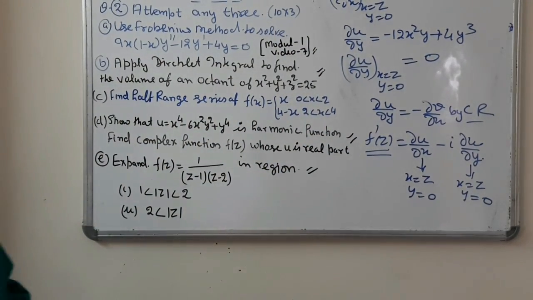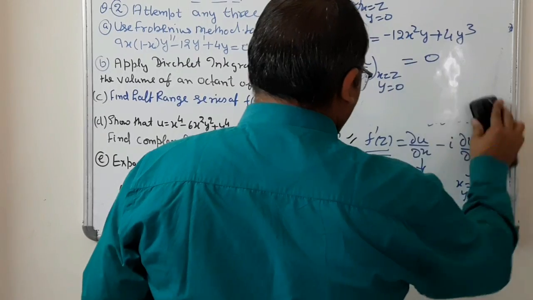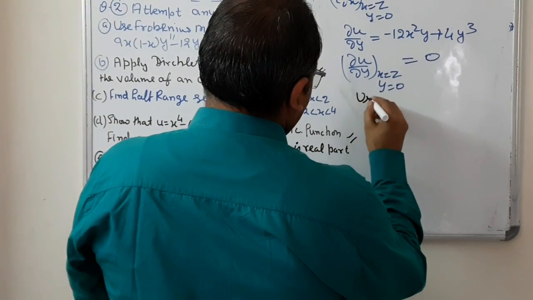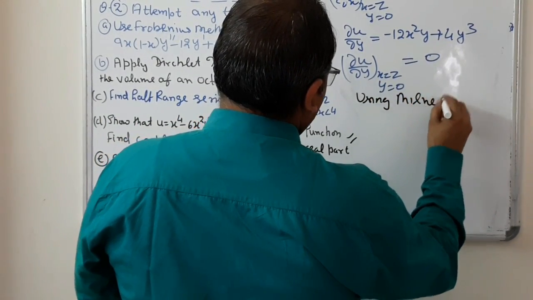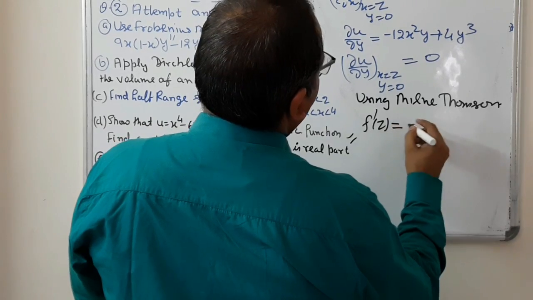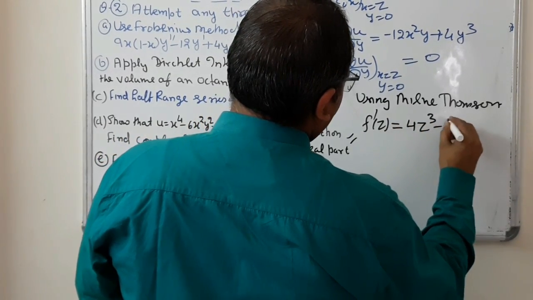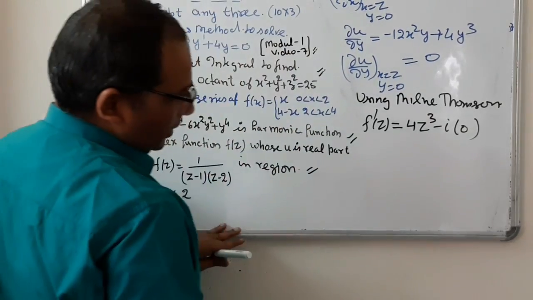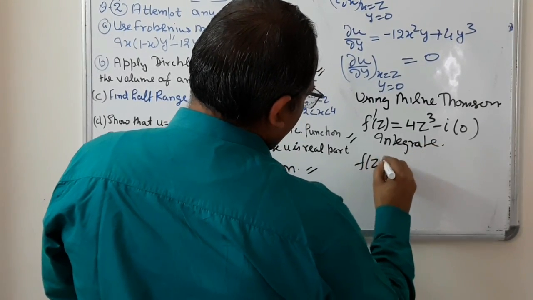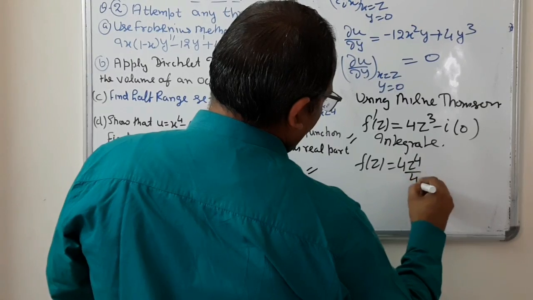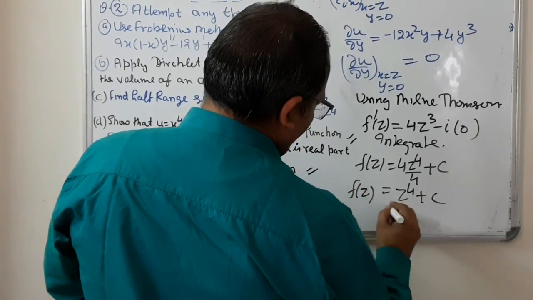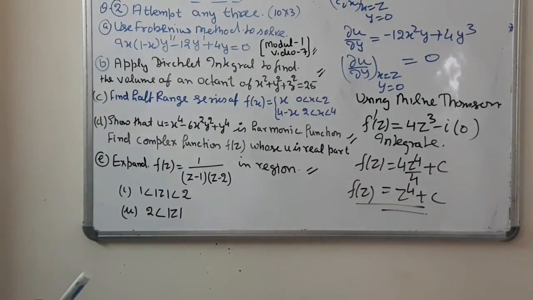Now apply the Milne-Thomson's method. Using Milne-Thomson's method, we get f dash of z is equal to 4z cube minus i into 0, that means 4z cube. Integrate this, we get f of z is equal to 4z to the power 4 upon 4 plus c. We can say z to the power 4 plus c. The value of f z is equal to this one. So this part is complete.